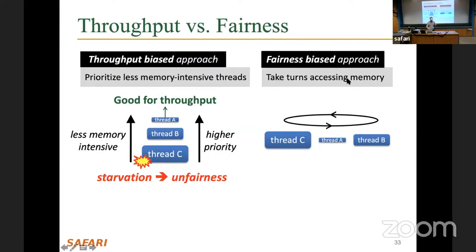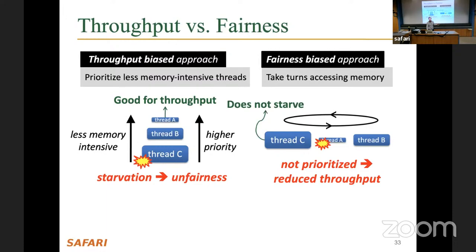So if you take a fairness-biased approach, of course, as we discussed, fairness has many definitions, right? But one definition of fairness that is easy to think about is taking turns, right? You give turns to different threads, and if you give enough turns to thread C, it doesn't starve. But unfortunately, if you take this approach, these light threads are not prioritized. Their turn comes way too late, even though you have only one request, right, once in a while. So you get reduced throughput.